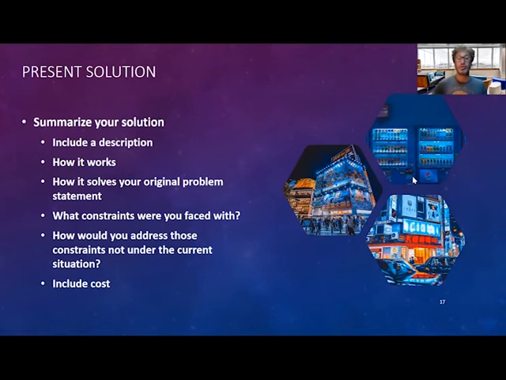You're going to include a description, how it works, how it solves your original problem statement, what constraints you are faced with, how would you address those constraints not under the current situation. So if you can imagine this in a completely different set of circumstances, how would those constraints change? And include the cost. What did you spend? And if you want, you could even put what you would retail it for if it were going to go to the market. Okay, so the solution page should have all of these things in addition to visual documentation.